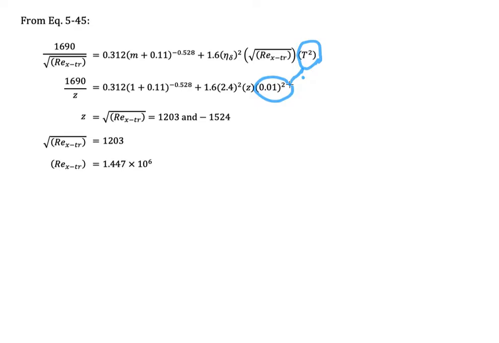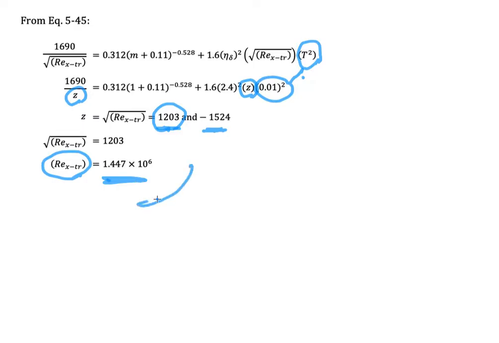We found that z has a power of 2, because we have the square root there. We have the z here and another z here, so it will become z square. That means we could get the Reynolds number roots 1203 and negative 1534, and for sure we take the positive value. The value of the Reynolds number transition can be estimated as 1.447 times 10 to the power of 6.